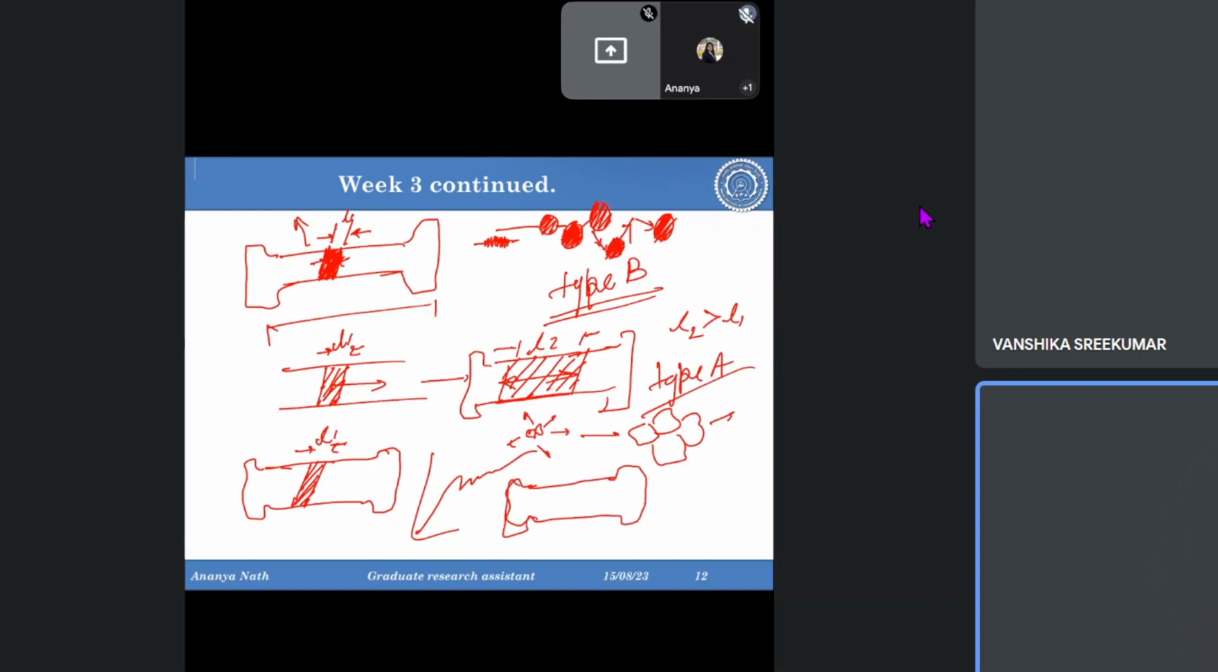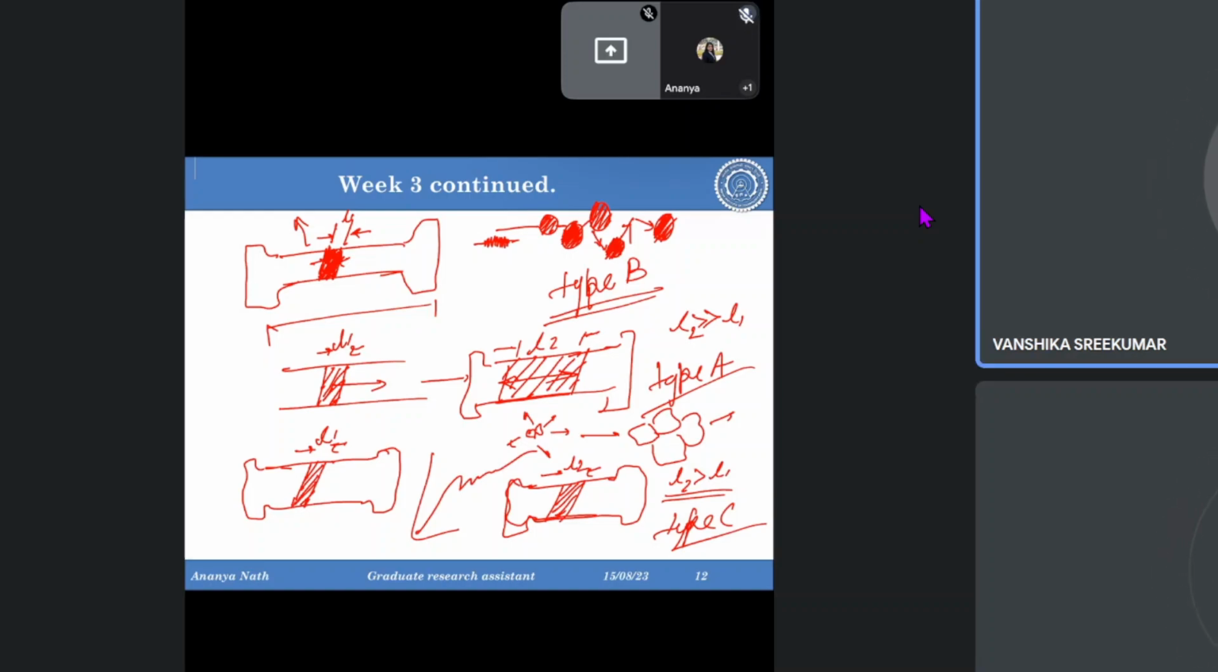I am drawing very badly, but okay. The surface roughness is in this much length only, which is L2. L2 is greater than L1, but not that much. Here it is much greater than L1, but here not that much, and now the surface roughness is lowest, which is type C. Now did you understand? Any other doubt you can ask?